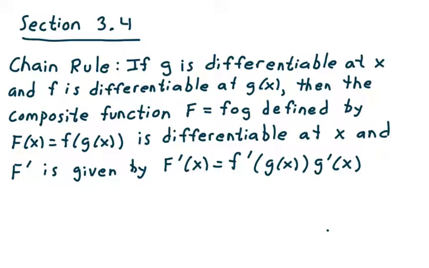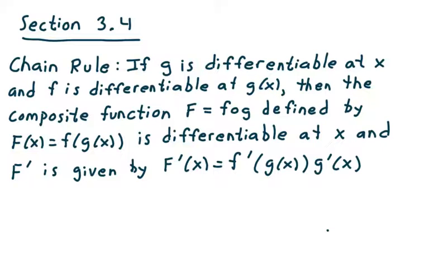If g is differentiable at x and f is differentiable at g of x, then the composite function capital F, which is equal to f composed with g, defined by capital F of x is equal to f of g of x, is differentiable at x, and F prime is given by F prime of x equals f prime of g of x times g prime of x.